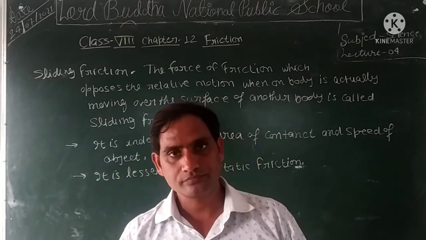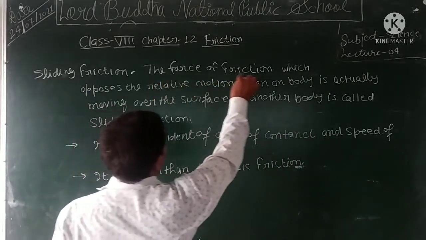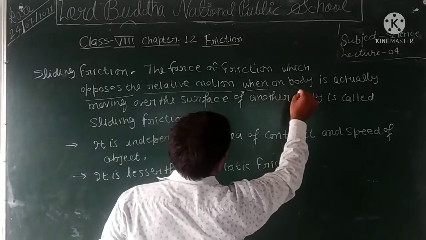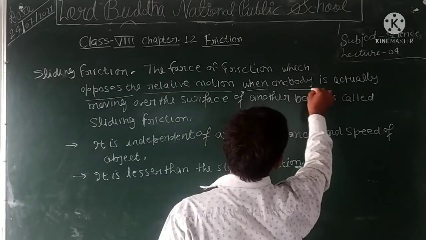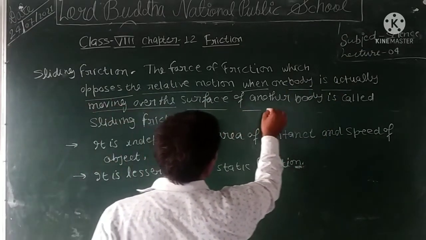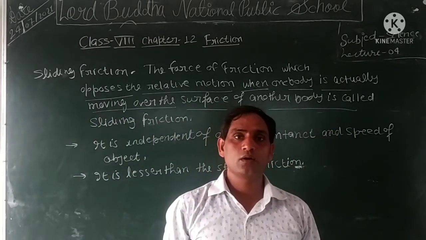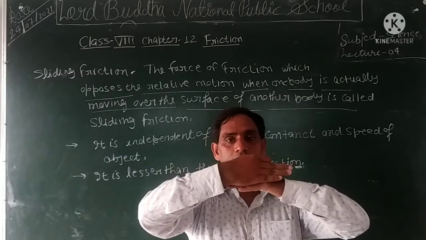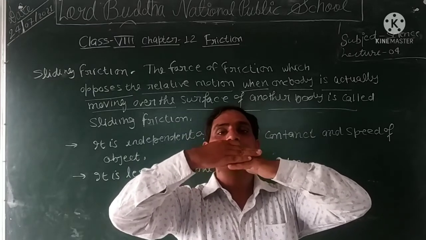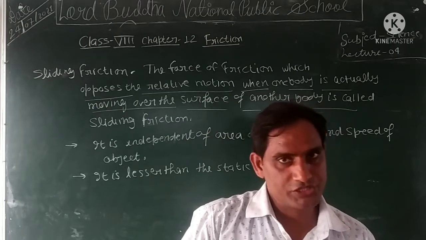As it is mentioned, the force of friction which opposes the relative motion when one body is actually moving over the surface of another body. When any object is moving over another object, the friction arising between their contact surfaces is called sliding friction. Okay.